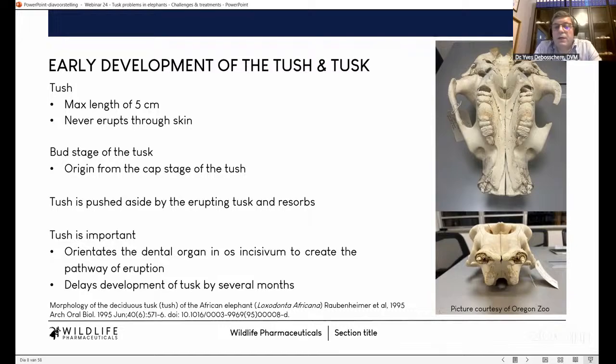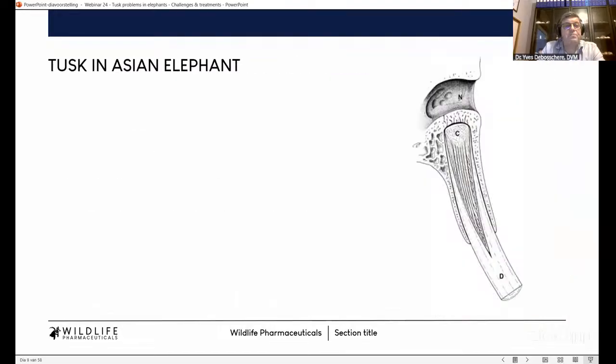If there is trauma to the tusk itself, it can be that the tusk is completely wrongly orientated when it starts to erupt. It will also delay the development of the tusk by several months, which is rather important when the elephant is lactating and has to drink milk. If they already have a tusk in place, it would be very, very complicated for this animal.